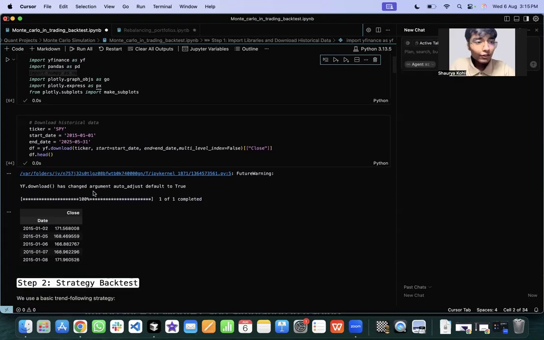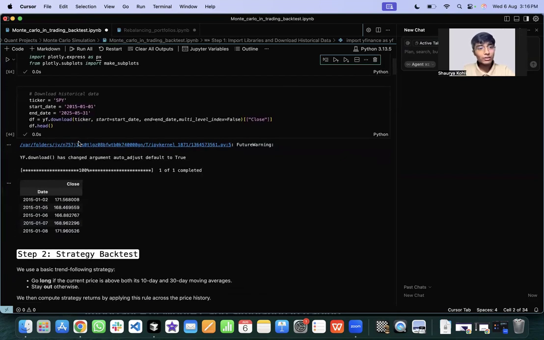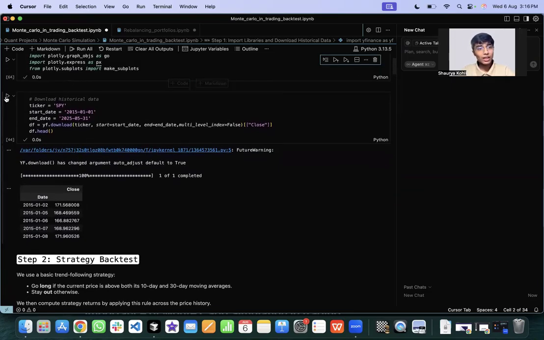Therefore, the import of NumPy is very important. After that, we will download the historical data. I have used the ticker symbol SPY, which is an index fund in the US, and the start date is 2015 1st Jan to 31st May. After that, we download the ticker symbol with the start date and end equal to the end date and multi-level index equal to false, Close, and this is how we actually get the historical data.